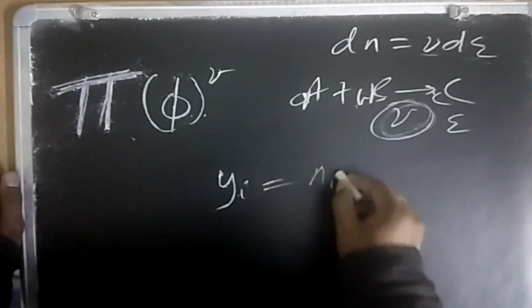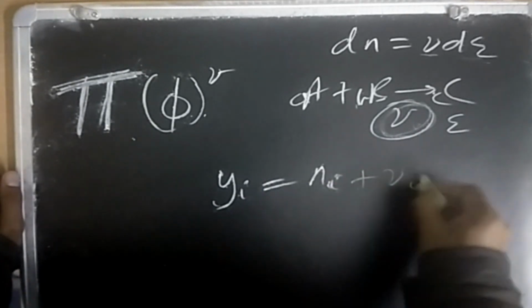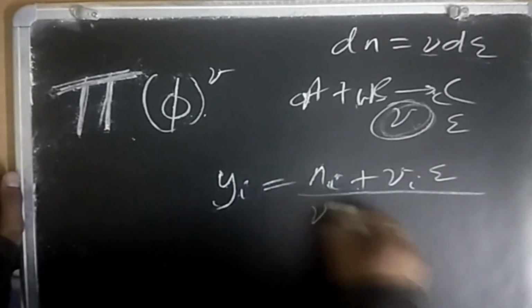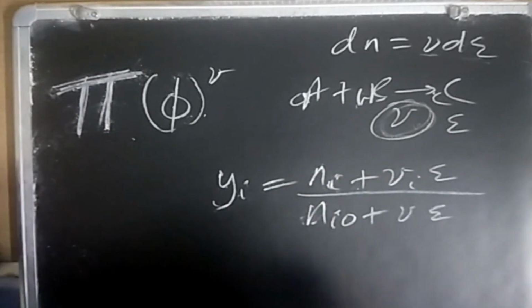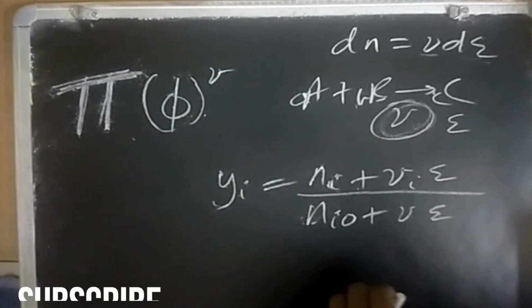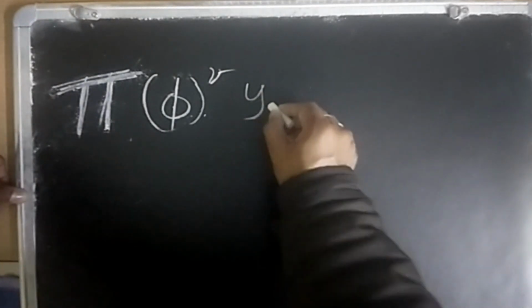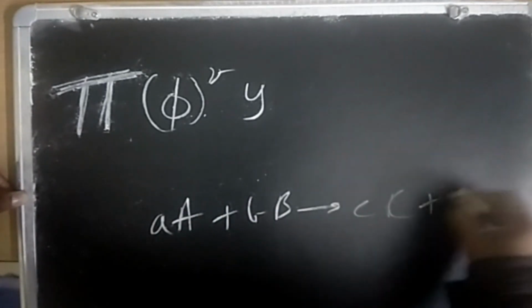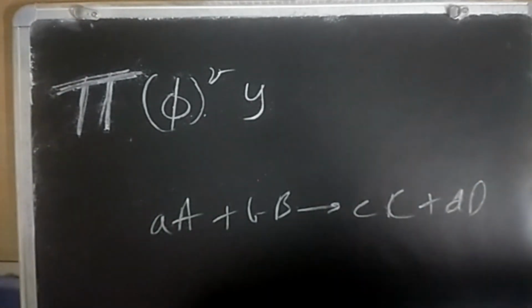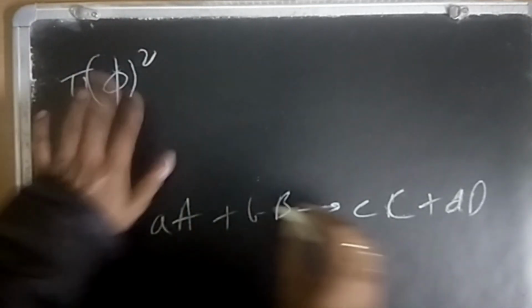So the mole fraction yi would be ni naught plus the stoichiometric coefficient of the ith species into epsilon, upon ni naught, the initial, plus the overall stoichiometric coefficient into epsilon. So finally we can write phi i to the power of the overall stoichiometric coefficient into y. Let's take an example, because then it will be very clear. Otherwise, the formula would be really difficult to follow.